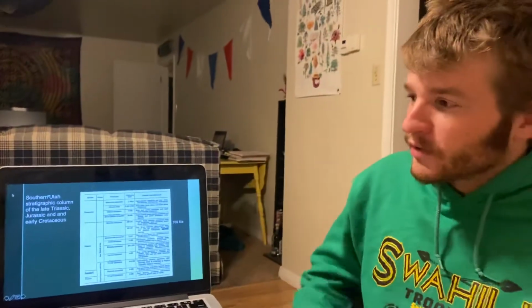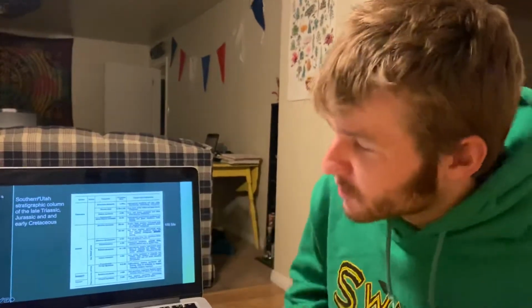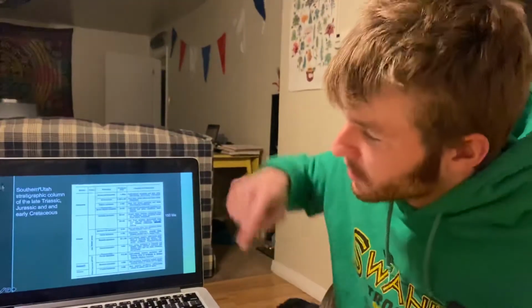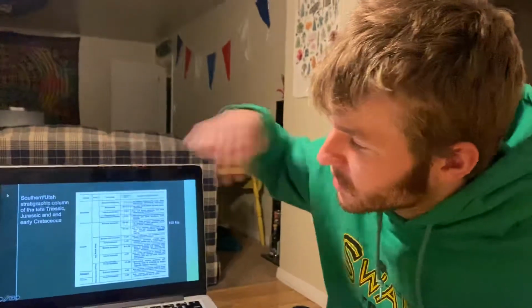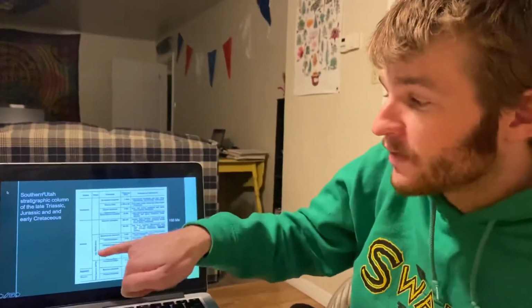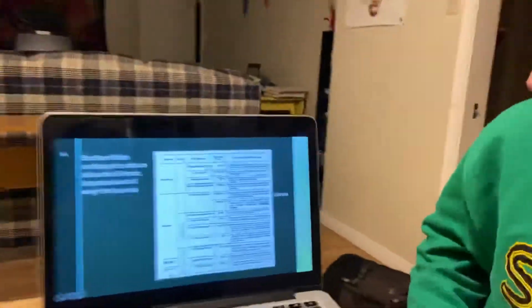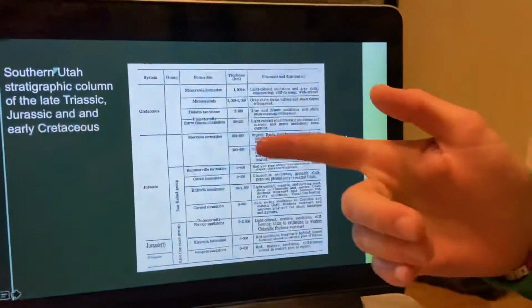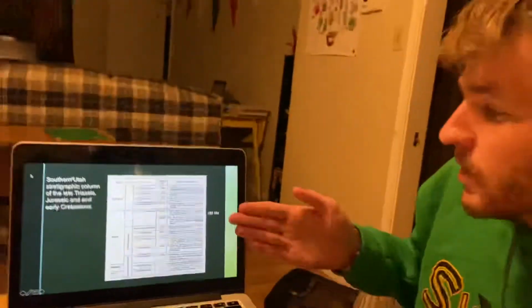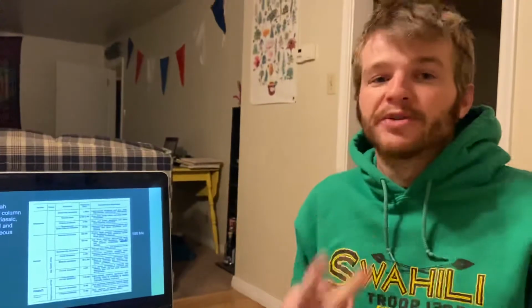Now here's the stratigraphic column for southern Utah. We have the Triassic, Jurassic, and Cretaceous periods, and right here is the Morrison Formation. It is above the San Rafael Group, and the end of that is close to the end of the Jurassic. The Morrison Formation was deposited around 150 million years ago, and it has two major members.